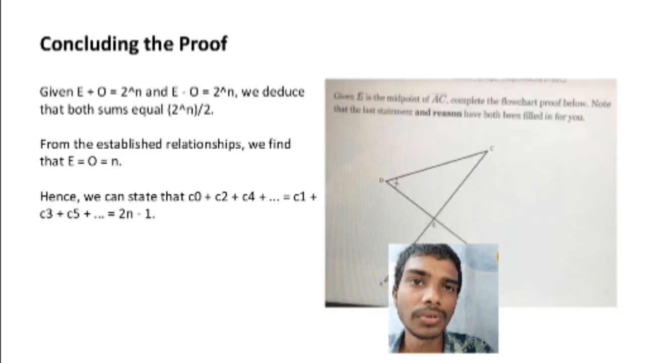Concluding the proof. Given E + O is 2 power n and E minus O is 2 power n, we deduce that both sums are equal to 2 power n by 2. From the established relationship, we find E is equal to O. Hence, we can state that C0 + C2 + C4 + so on is equal to C1 + C3 + C5 + so on, which is equal to 2 power n minus 1.